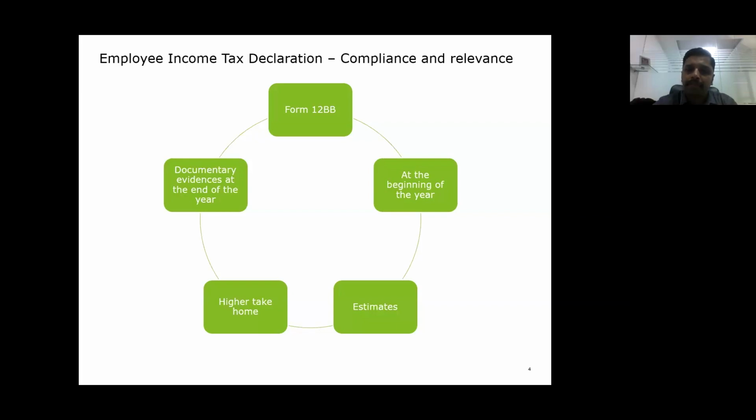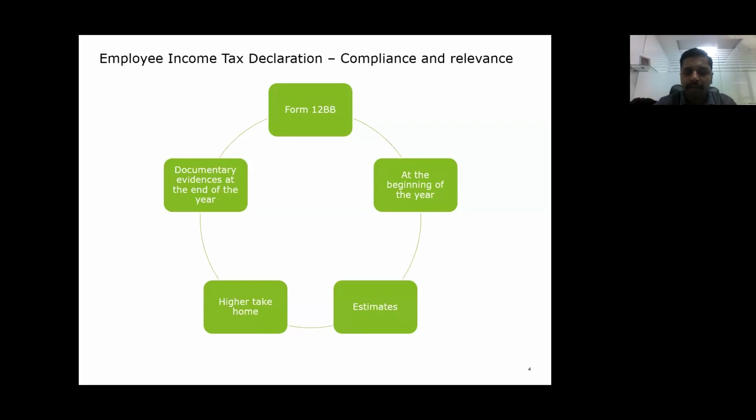Employees may not be required to provide solid proof with respect to their investments. It would be more like a declaration at the beginning of the year. You consider those investments, deductions and exemptions, and arrive at the tax liability on an average basis. And at the year end, you will collect the originals.